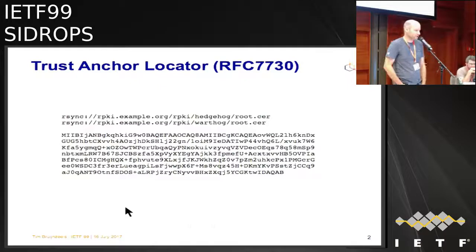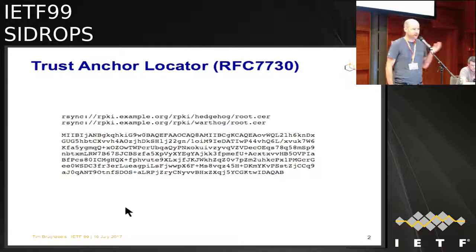So first, trust anchor locators. This is a mechanism used in the RPKI by relying parties to find the most recent root certificate that they have configured. And the way it works is you have some URIs listed there where you might find a certificate, and you have a fingerprint. So if you get the certificate, you can compare that it matches that.